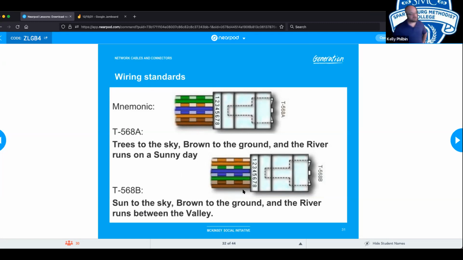T568B is the most common one being used, and also the easiest mnemonic to remember because it makes more sense. Sun to the sky, see the orange going to the sky, brown to the ground, and the river runs between the trees or the valley or whatever. So you would have green stripe green, orange stripe, blue, blue stripe orange, and then brown stripe brown.